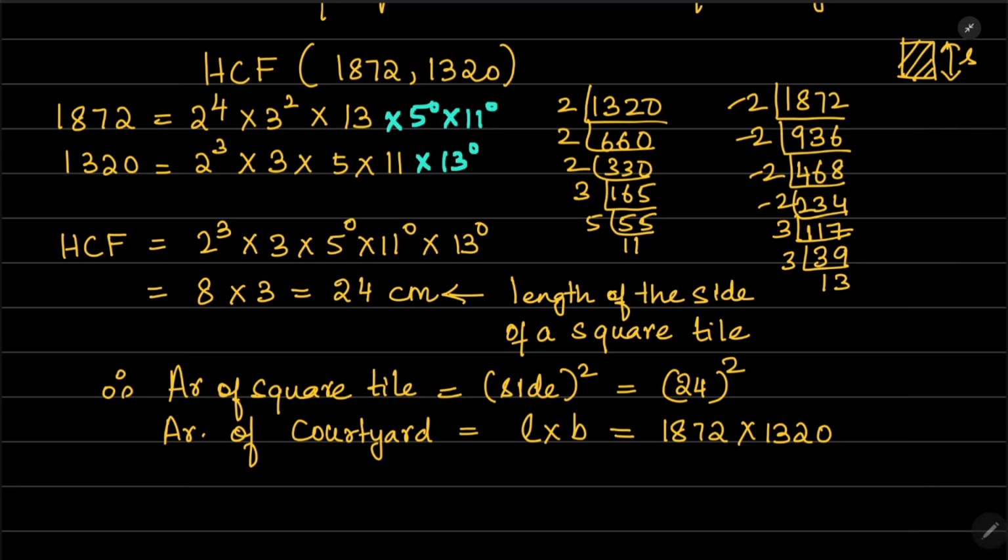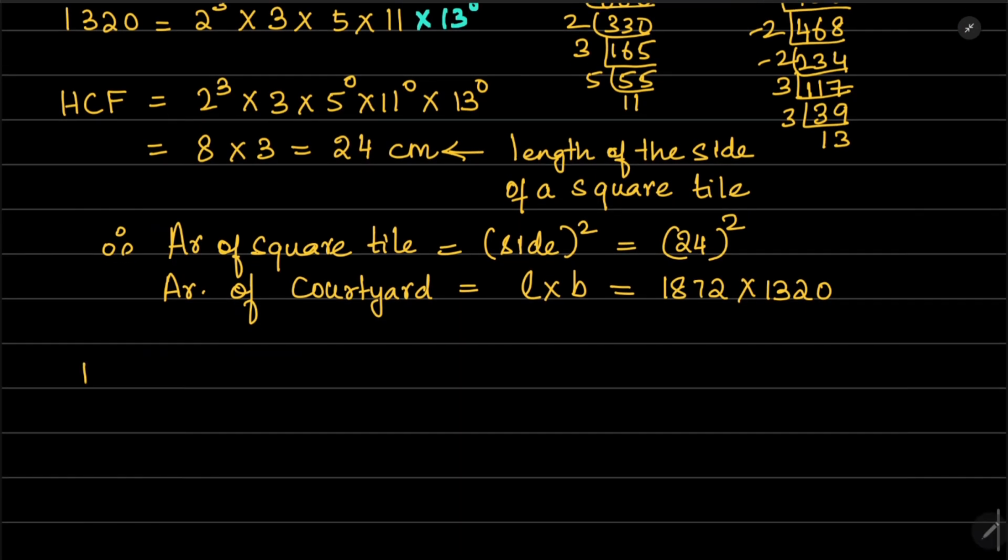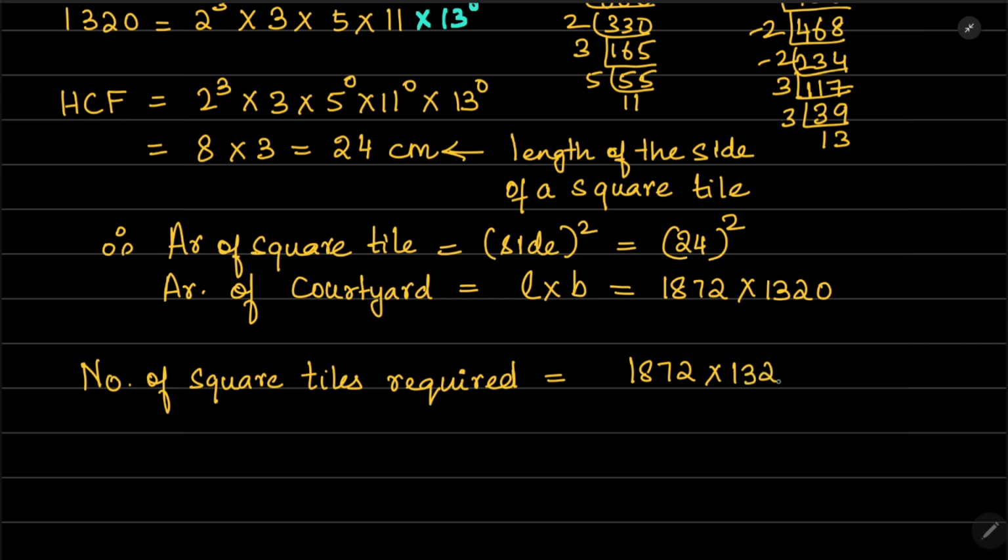Now if you divide the area of the courtyard by the area of a single square tile, you will get the number of tiles required. So therefore, the number of square tiles required is equal to 1872 multiplied by 1320 divided by 24 multiplied by 24. So how much do you get?